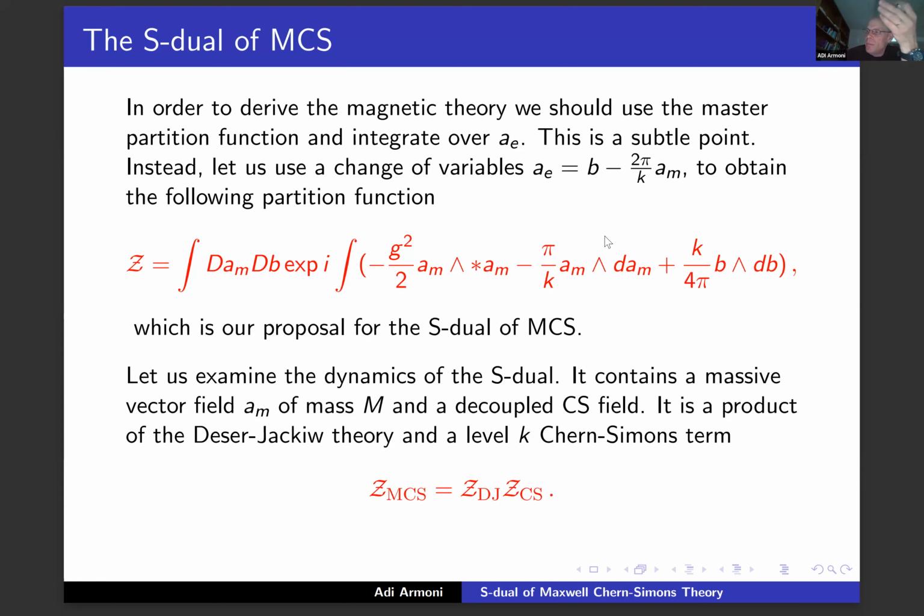Now, it should be, because when we start with Maxwell-Chern-Simons, we know that at lower energies there is a Chern-Simons term, a level K Chern-Simons term. So it makes sense that the S-dual will contain the same term. And that's what we get.